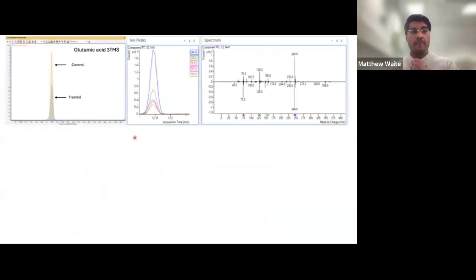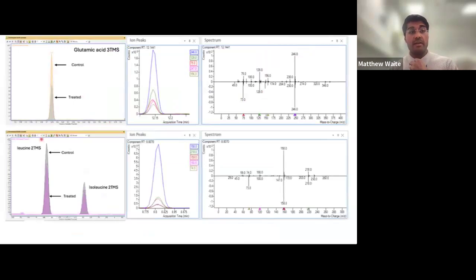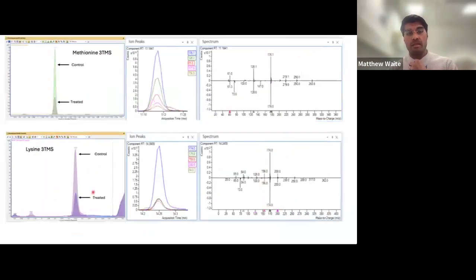Here are some more. This is glutamic acid. Control mice, treated mice. You can see the treated mice have less glutamic acid, and the 246 is the quantifier ion for glutamic acid, so we can quantify this peak. Here is leucine, control mice, treated mice, and you can see the treated mice have less leucine than the controls. And again, this is the quantifier ion for leucine, 158. This is isoleucine here as well. Here's methionine, which has the ion of 176 in it, and this is lysine, which has 174.